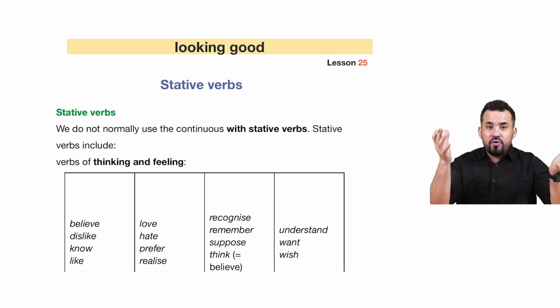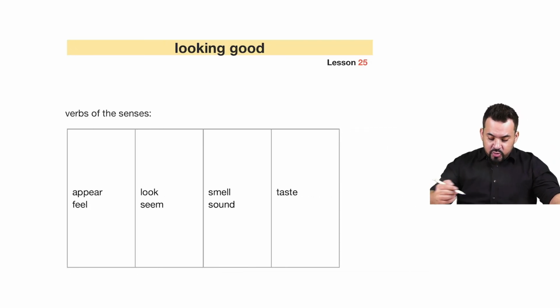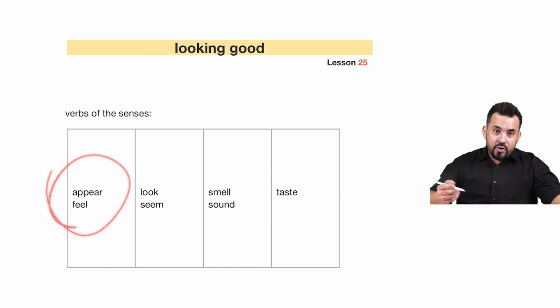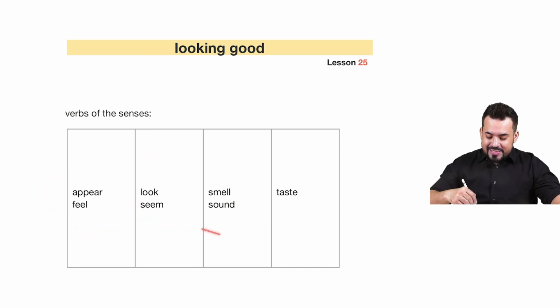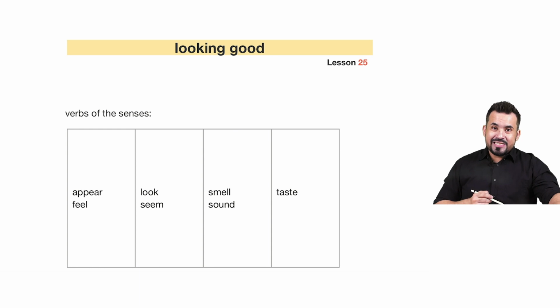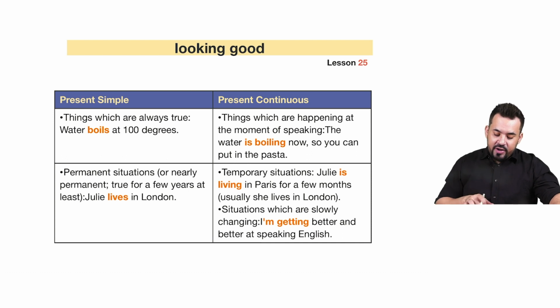So those verbs are just stative. They don't normally come in the ing form, okay? So let's take a look. Verbs of senses: appear, feel, look, seem, smell, sound, taste. So those are the verbs associated with senses. Also, there are stative verbs.